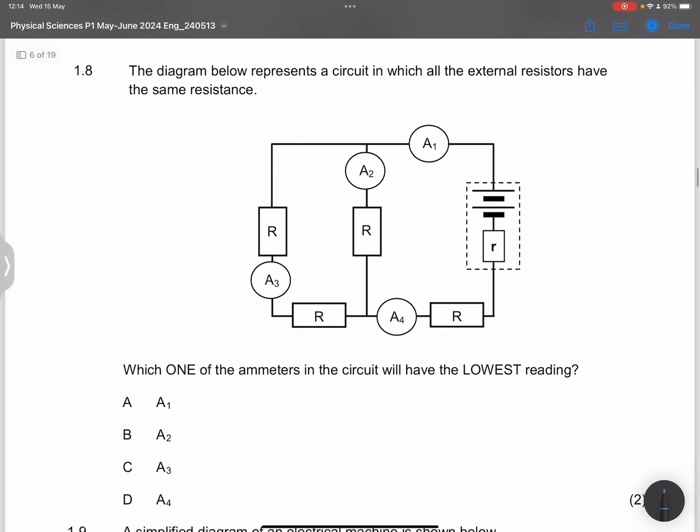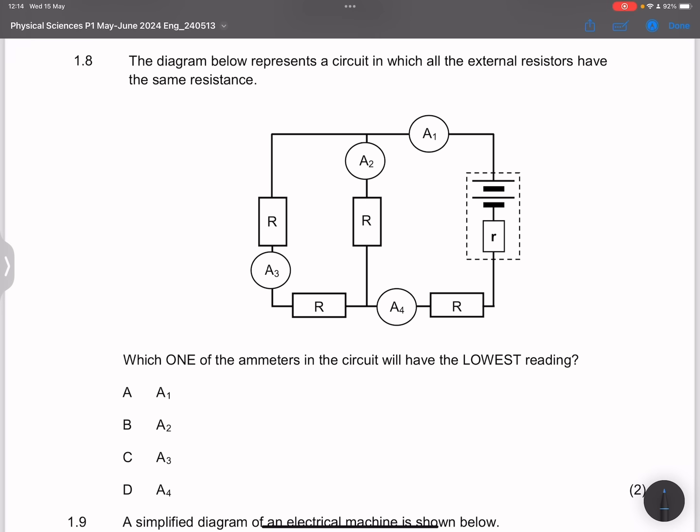So the next question, they say the diagram below represents a circuit in which all the external resistors have the same resistance. Right, now they want to know which one of the ammeters in the circuit will have the lowest reading. Okay, so which one would have the lowest reading? Now definitely not A4 because that's the total current, okay? But we know that current divides when it gets to this node. Some of the current goes here and some of the current goes there, right?